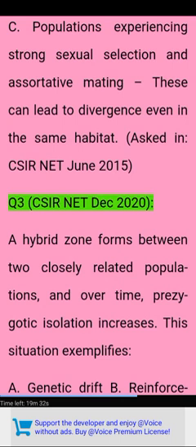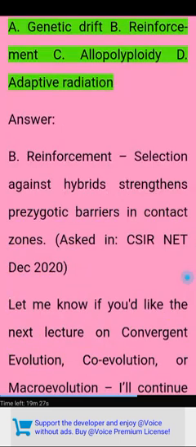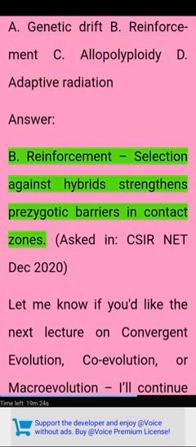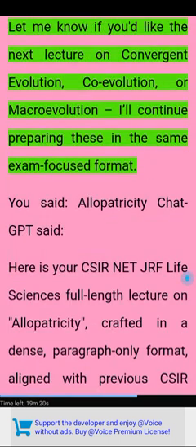Q3, CSIR NET December 2020. A hybrid zone forms between two closely related populations, and over time, prezygotic isolation increases. This situation exemplifies: A. Genetic drift. B. Reinforcement. C. Allopolyploidy. D. Adaptive radiation. Answer: B. Reinforcement. Selection against hybrids strengthens prezygotic barriers in contact zones. Asked in CSIR NET December 2020.